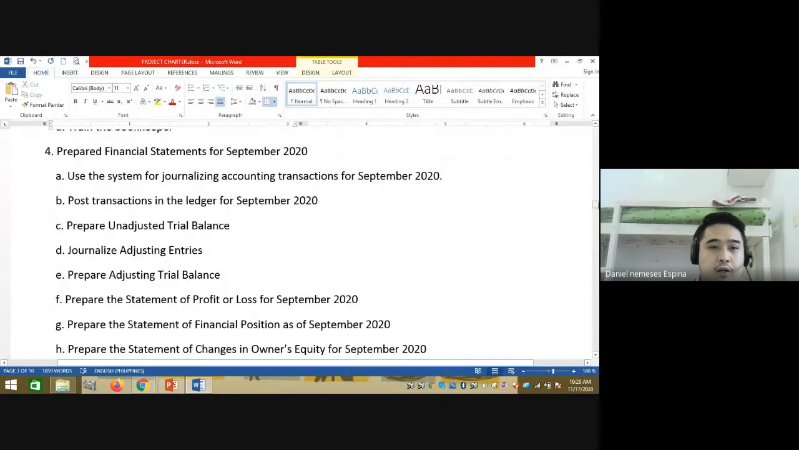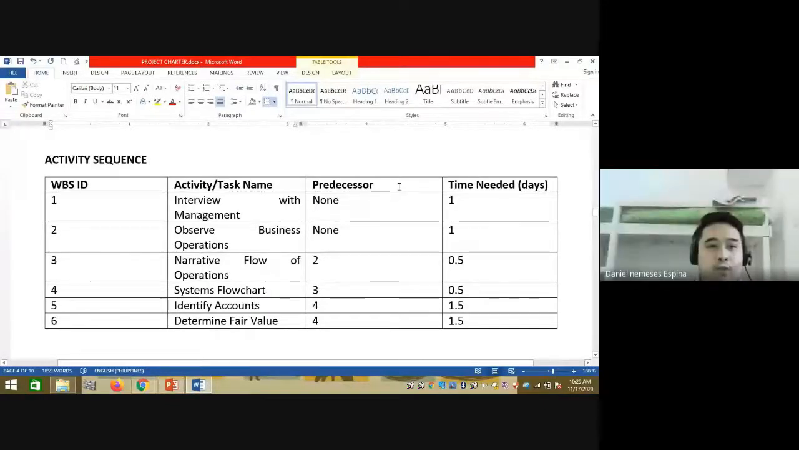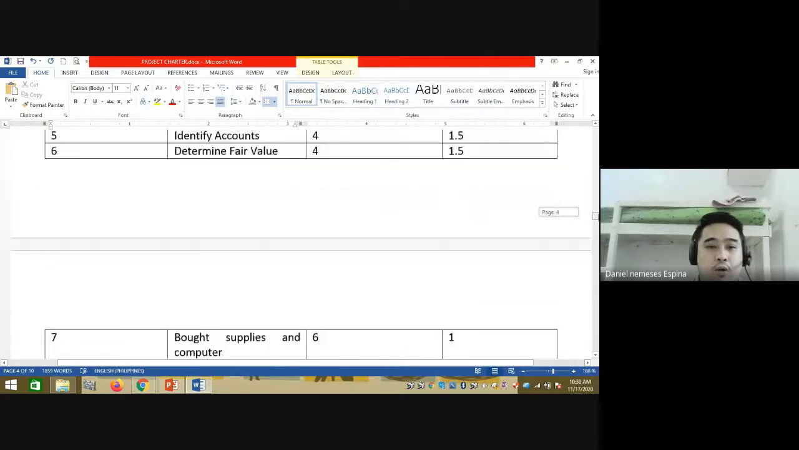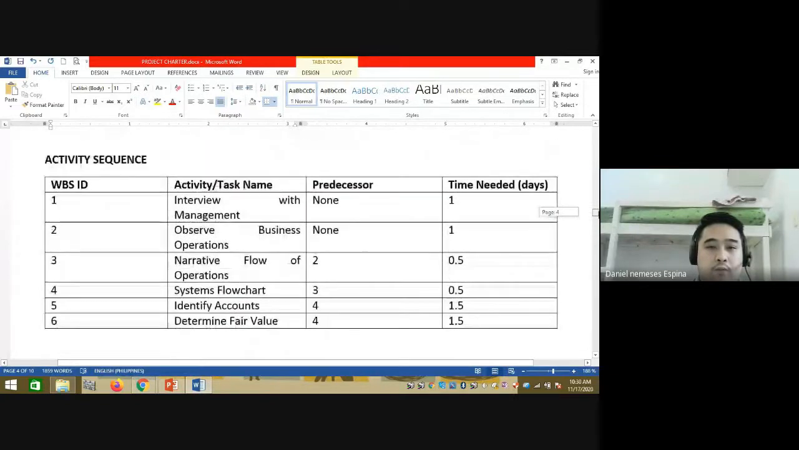So in preparing the financial statements, what are the specific activities? So I now have this, so you use this in preparing the PERT or the Project Evaluation Review Technique. Although in my project charter I have not made the PERT, it is better that you make the PERT. Okay? PERT CPM.